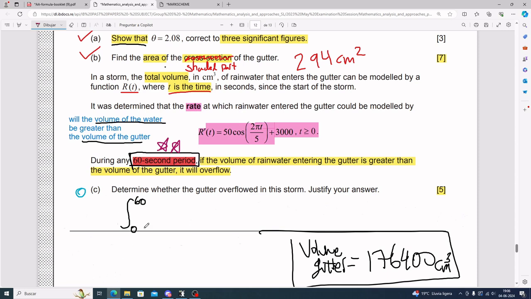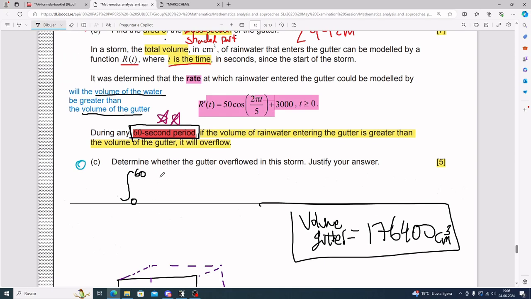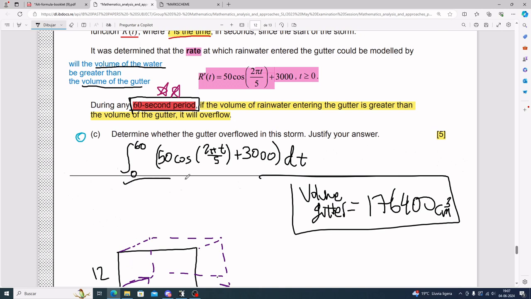This is the integral from 0 to 60 because we're talking about 60-second periods. And you're doing the derivative of your function, which is just going to be 50 cosine 2 pi t divided by 5 plus 3000. And if you solve this integral, what are you doing it with respect to? You're doing it with respect to dt, right? That's going to give you the volume of the rainwater.